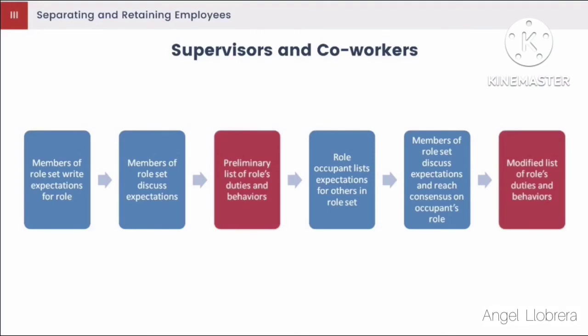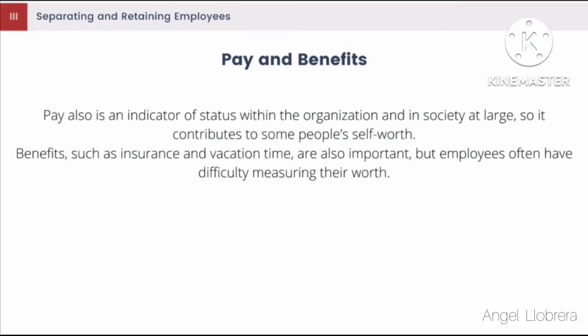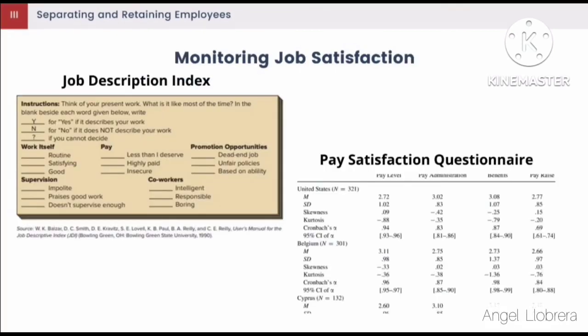The last source of job satisfaction is pay and benefits. If the company has good pay and benefits, there will be no problem for the employment. For some people, pay is a reflection of their achievement, so pay satisfaction takes a critical significance. But if the contrary is true, it may lead to job dissatisfaction. And the last slide is monitoring job satisfaction.